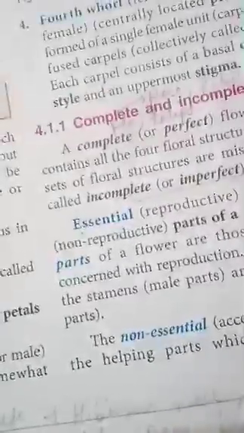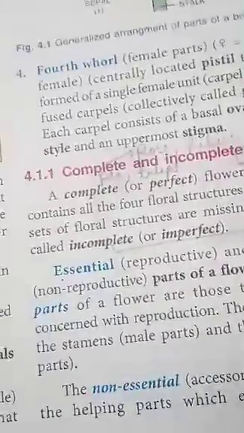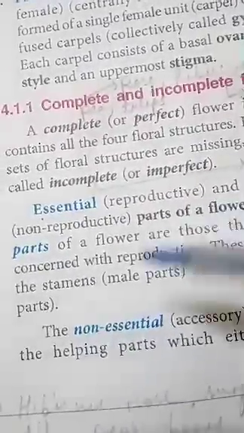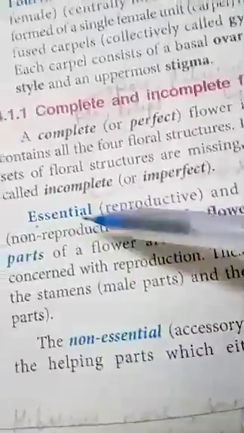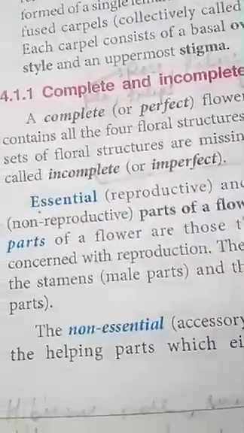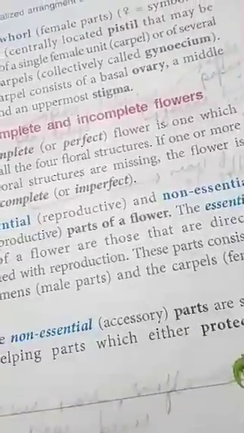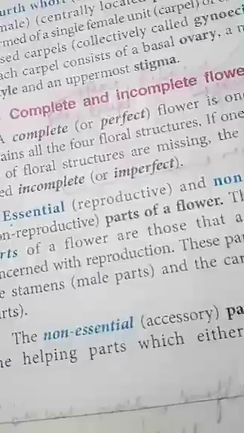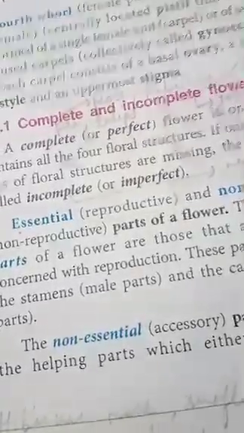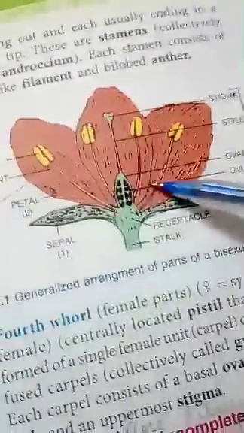Now coming to the essential and non-essential parts of a flower. As I told you, the flower is responsible for reproduction of the plant. So the reproductive parts, that is the androecium and gynoecium, are the essential parts of the flower, and the non-essential parts, which only help in the process of reproduction, are the calyx and corolla. Then we come to the next, children. This diagram is important. You have to practice the diagram along with the labeling.